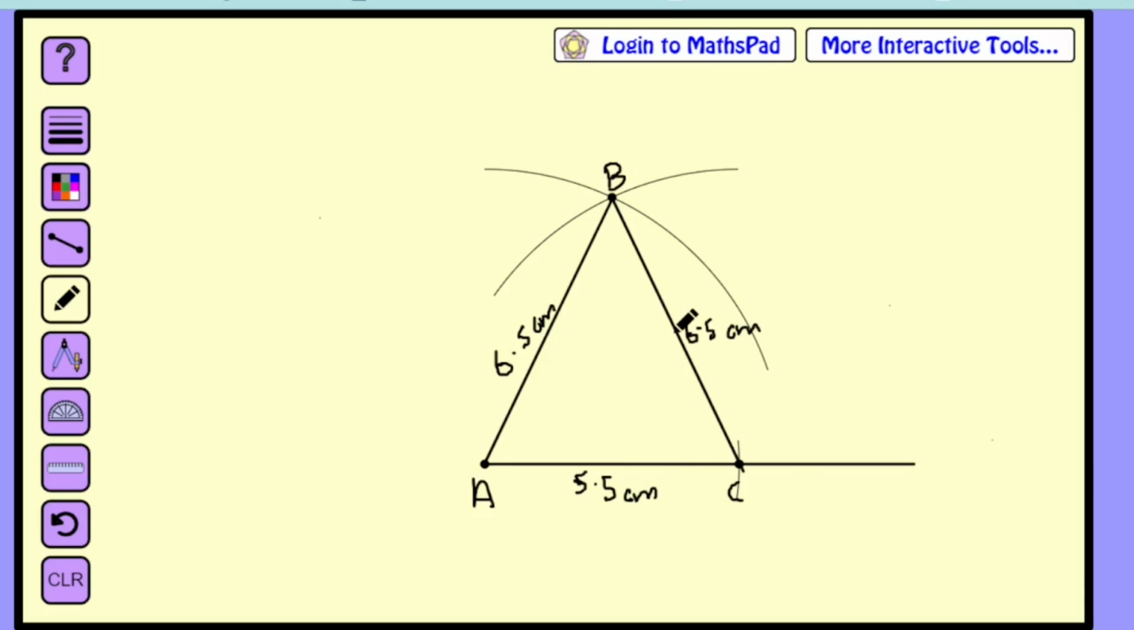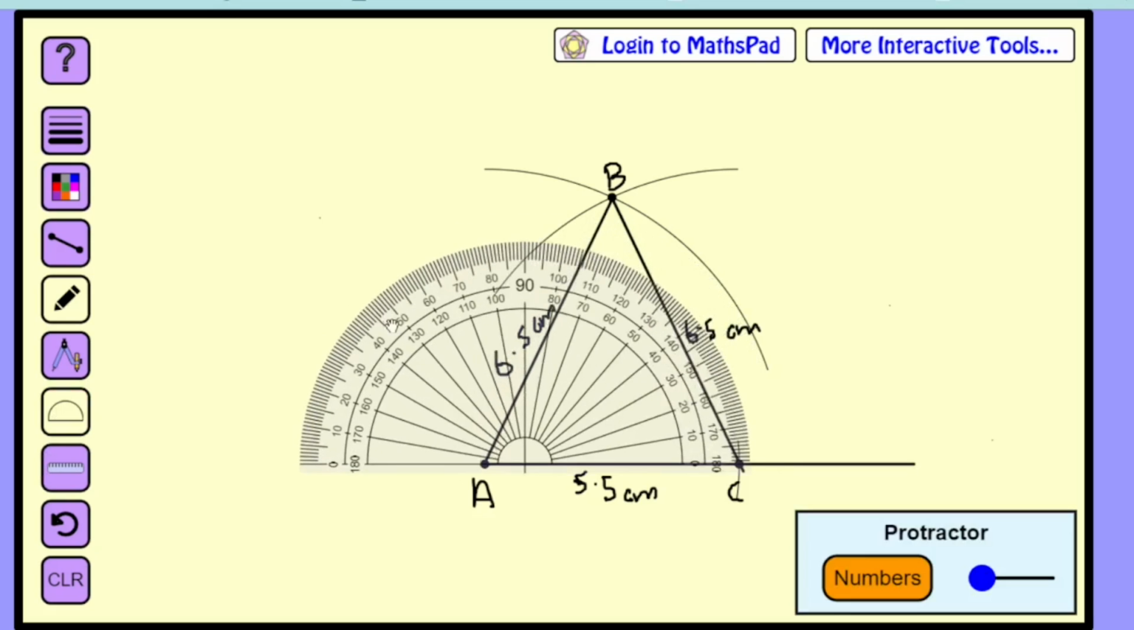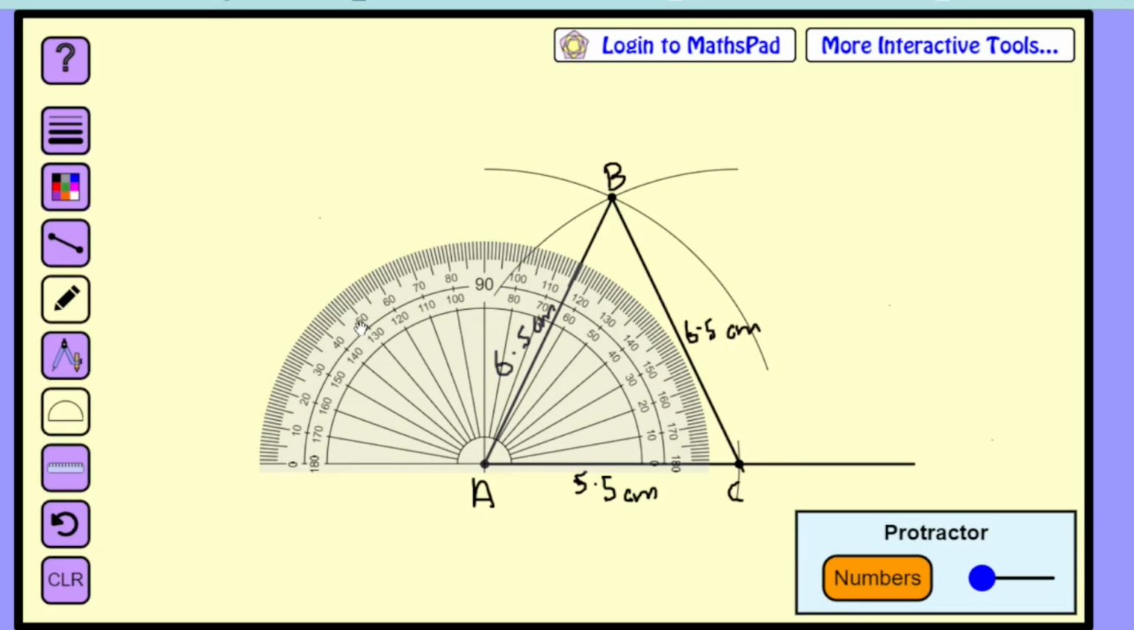We have 2 sides of the triangle being the same. We know that this is called, what is the name of this type of triangle? So this is an isosceles triangle. So we're just going to go ahead and check. We're going to measure the angles. So measure the angles in the triangle.